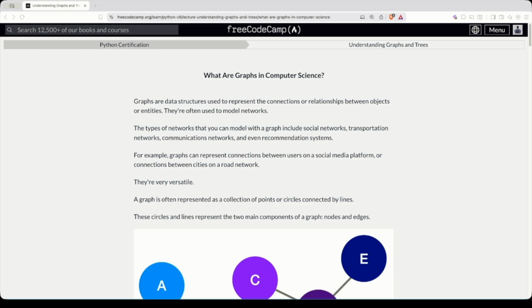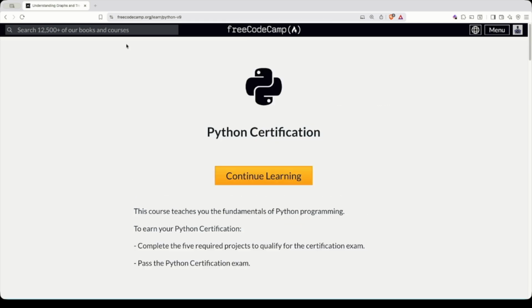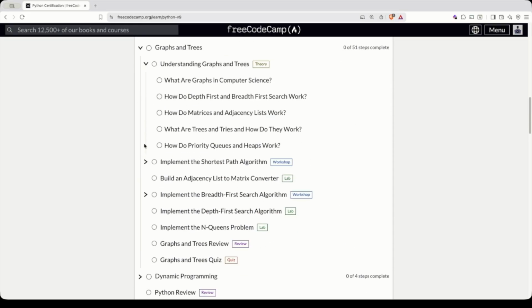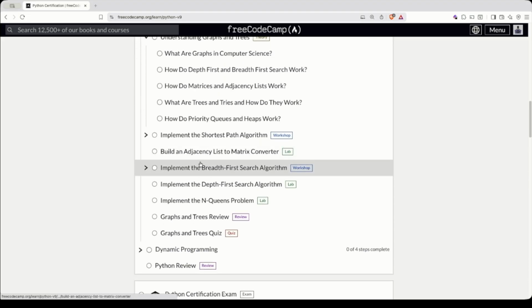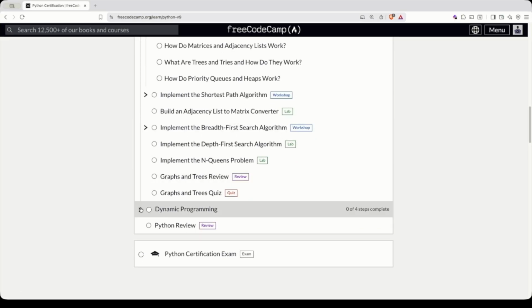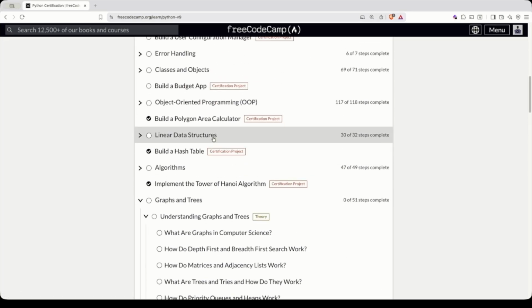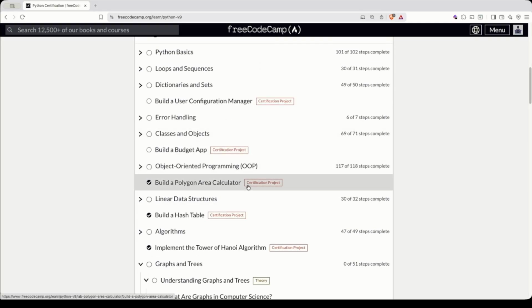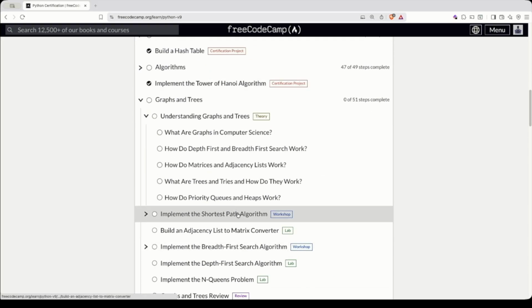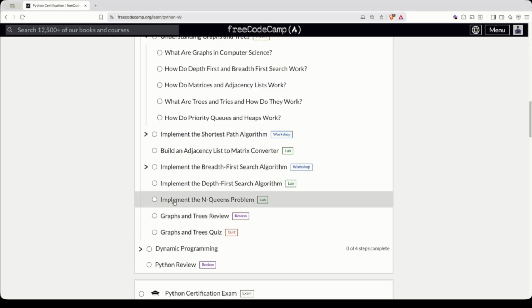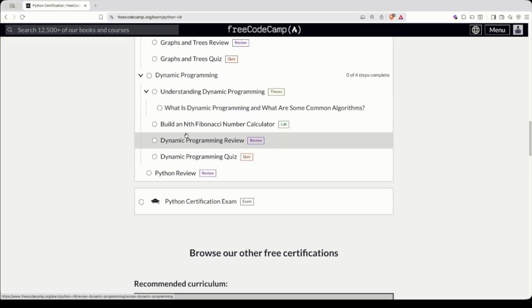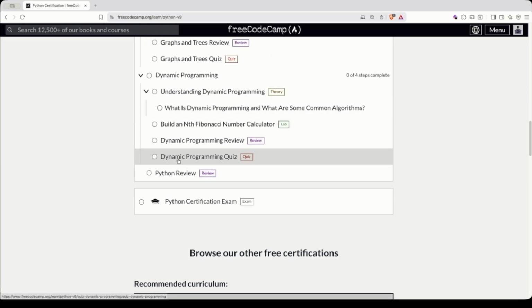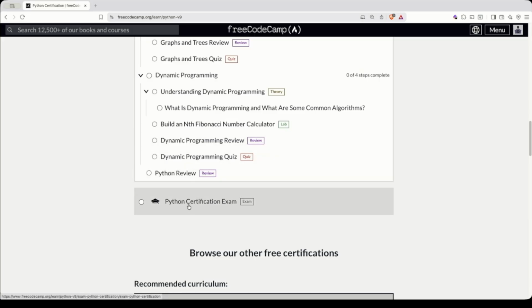We're back to theory sections here. We're in our graphs and trees section. We've got some theory sections, and then a workshop, lab, and quiz. We are done with the certification projects. We had 1, 2, 3, 4, and Tower of Hanoi was our last one. So here we'll just have reviews and quizzes, and then I think only one theory section and one lab, and then the big review for the certification.